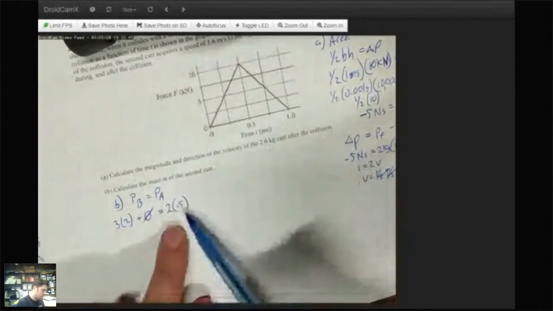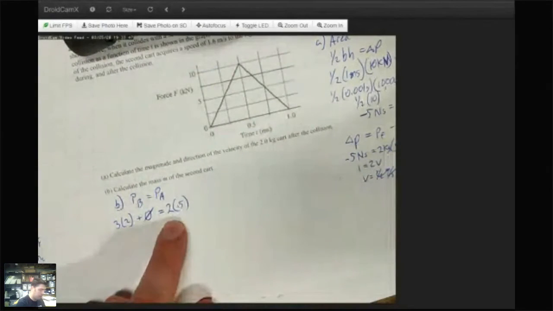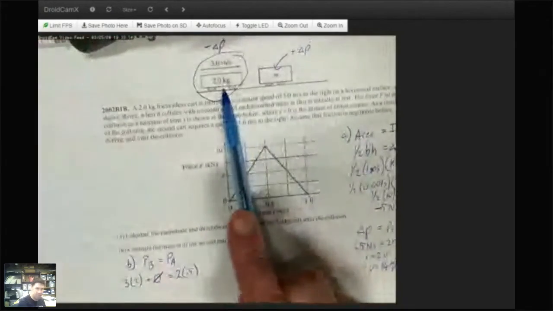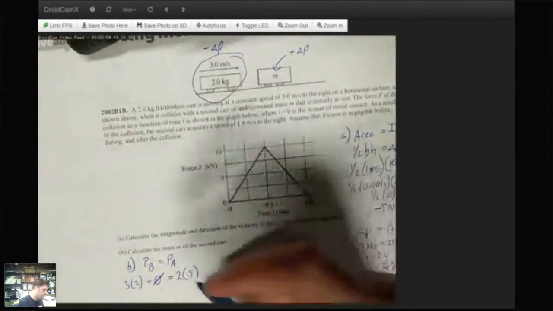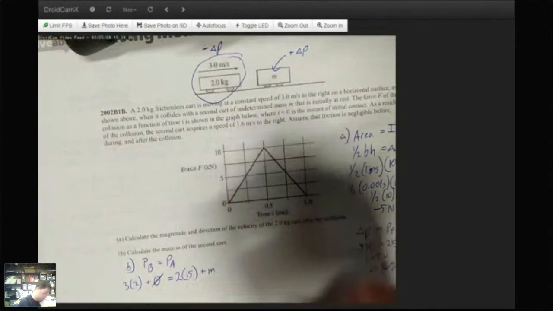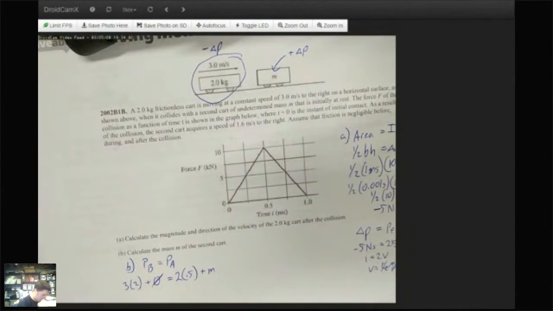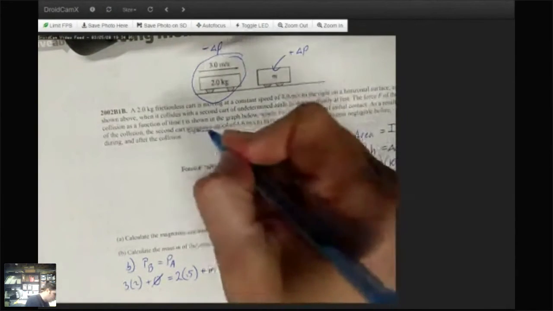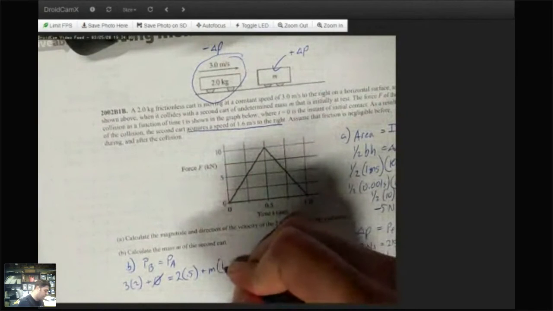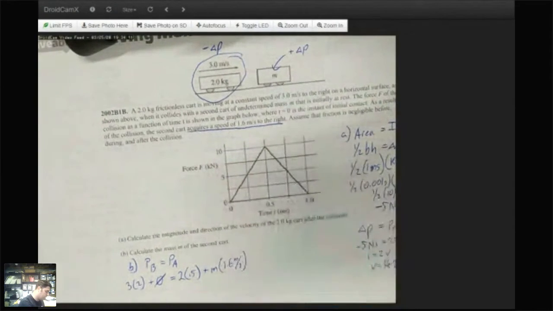So this is the momentum of the other cart after the collision, which we've got the velocity. The mass didn't change. So that's still going on there. And then we have to add in the mass m times its speed. Okay, and they tell us here it acquires a speed of 1.6 meters per second to the right. So m times 1.6 meters per second.